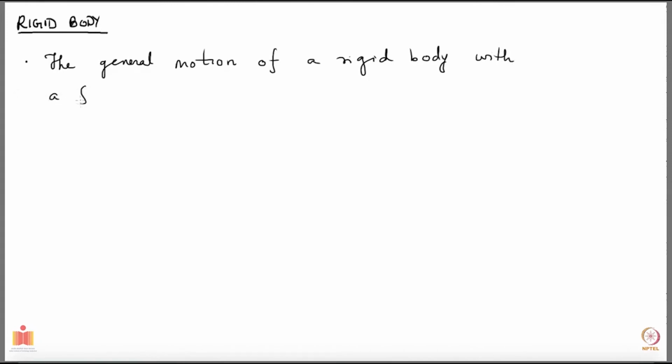So, the general motion of a rigid body with a fixed point is a rotation about some axis.